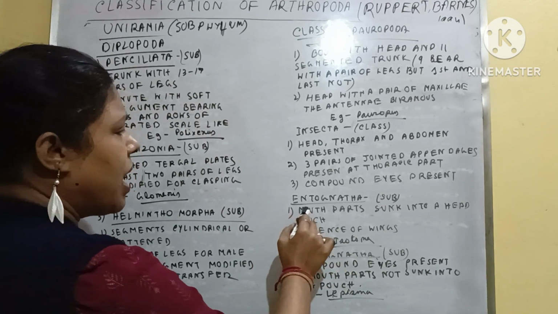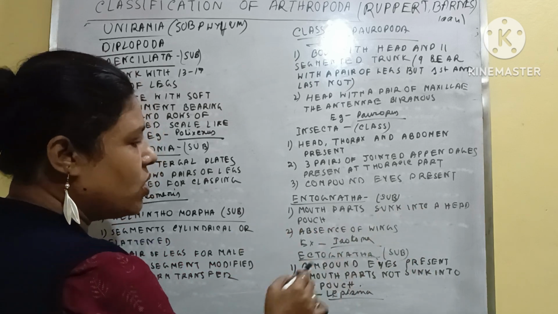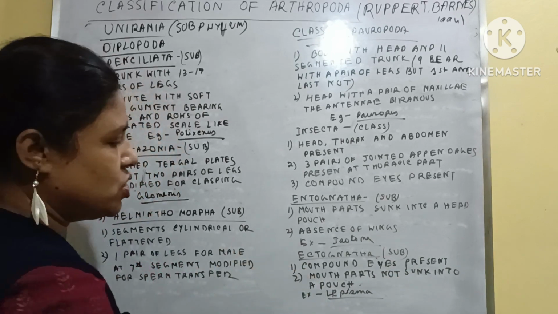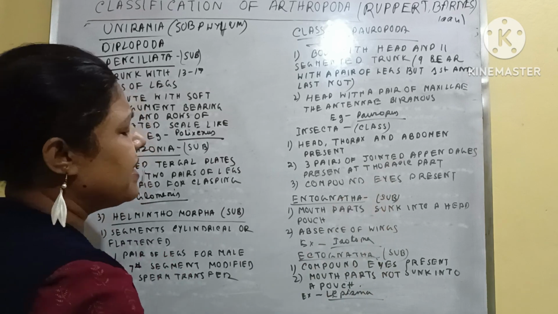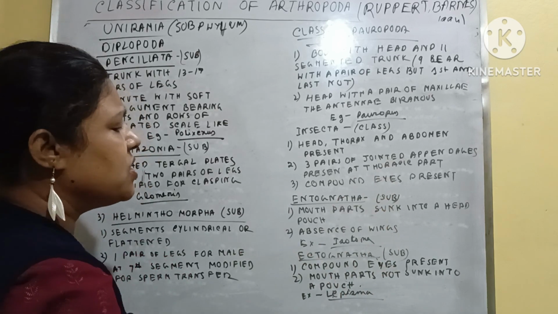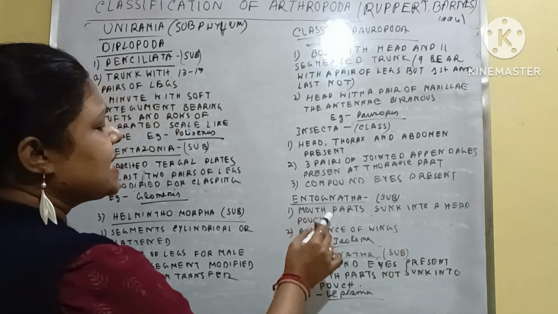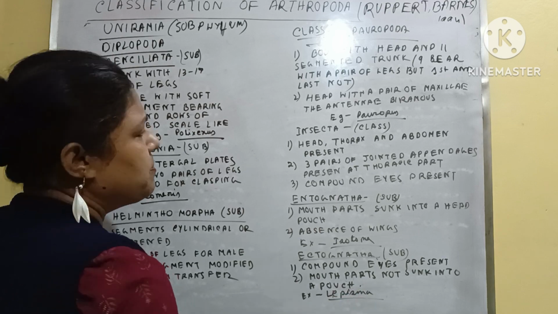In Entognatha, the mouth parts are sunk into the head pouch, but in Ectognatha the mouth parts are not sunk into the head pouch. Clear? Another feature is the absence of wings here, and another feature of the Ectognatha is that compound eyes are present. Example of the first is Isotoma and of the second is Lepisma.